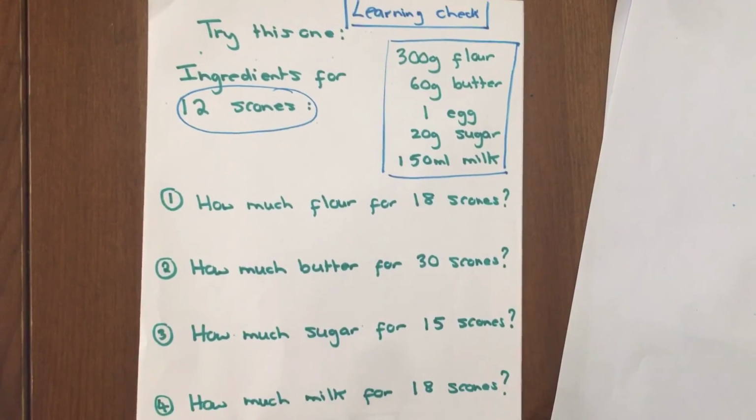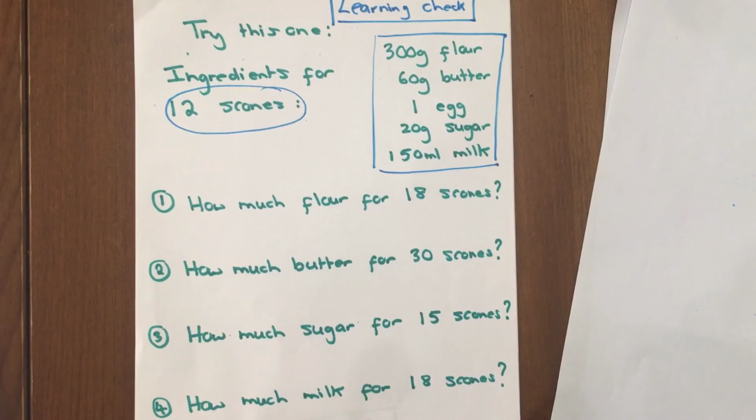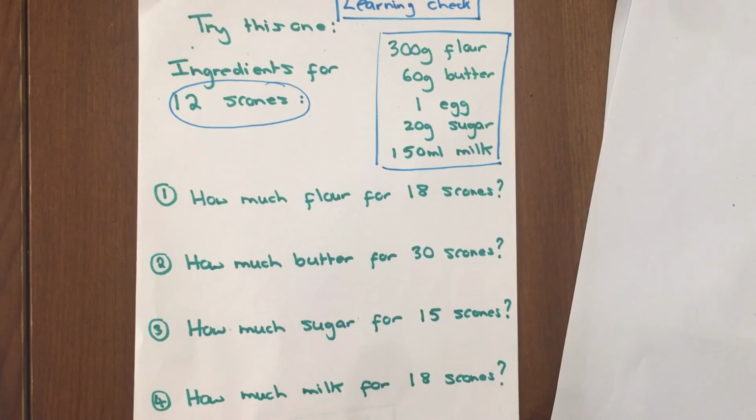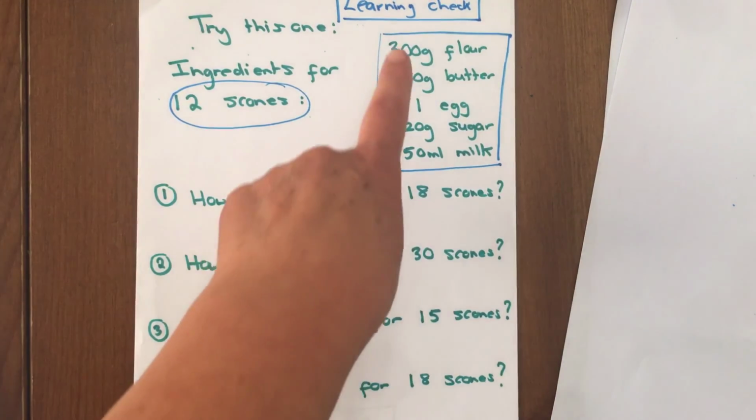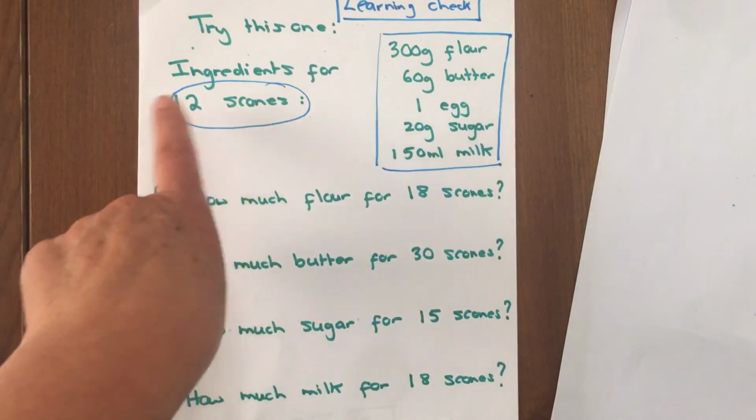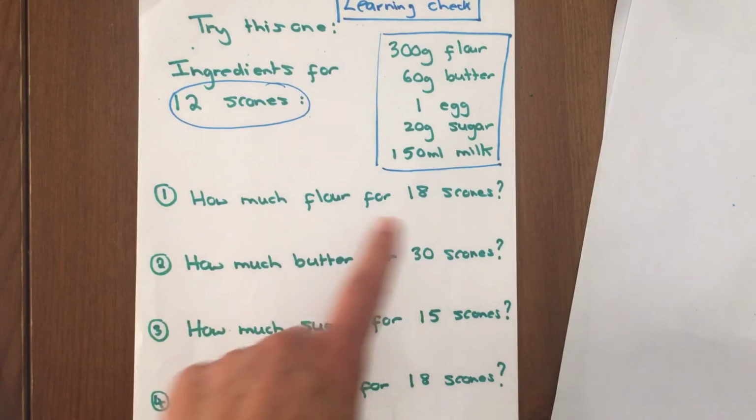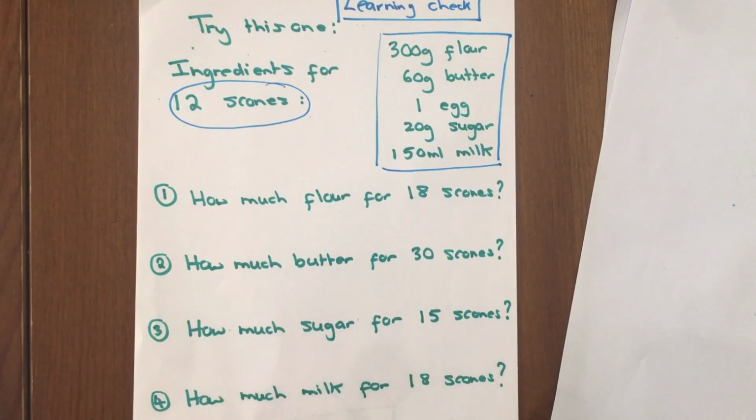I'm just going to check you can see all that. Yep. Okay, so this is your learning check. You've got this is your recipe. This is for 12 scones, and I'd like you to answer each of these questions for me, showing your method like I showed you in the video for each one.